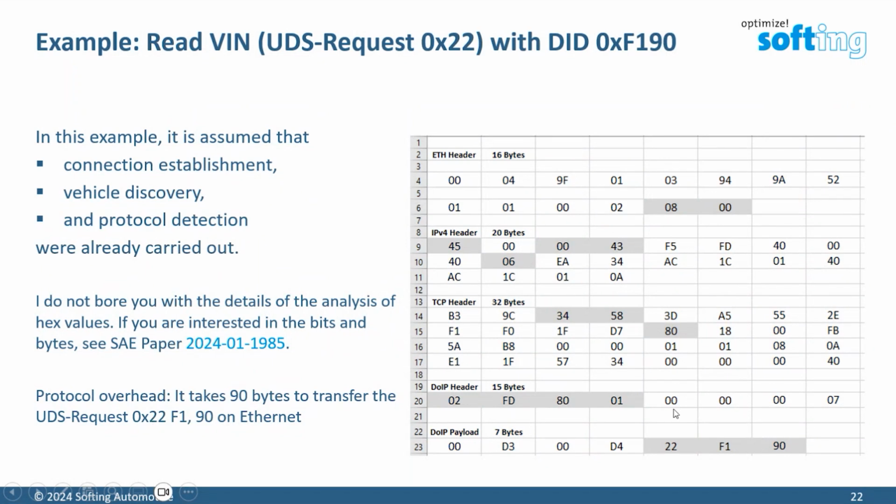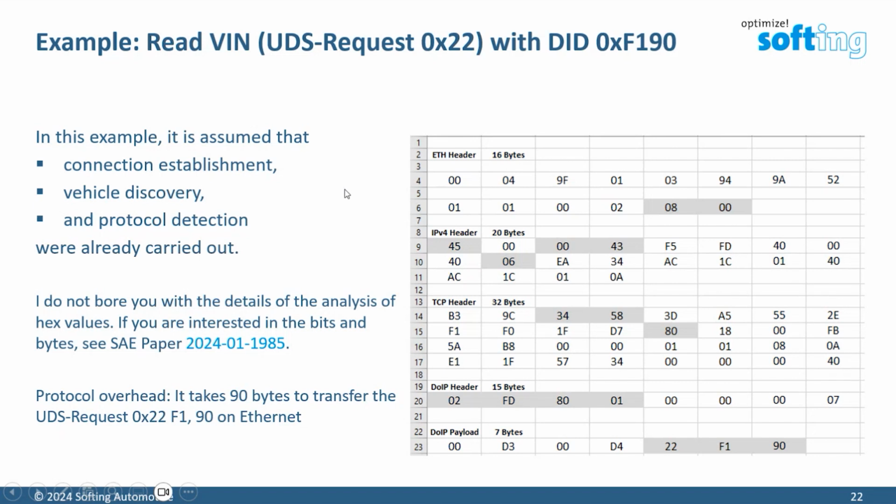And if you look at the drawing, you see 22 F190 is here. And all the other bytes, whether they are great or not, have to be sent, and all the other bytes are part of the communication and necessary. That's overhead. That is the DoIP or Ethernet overhead.